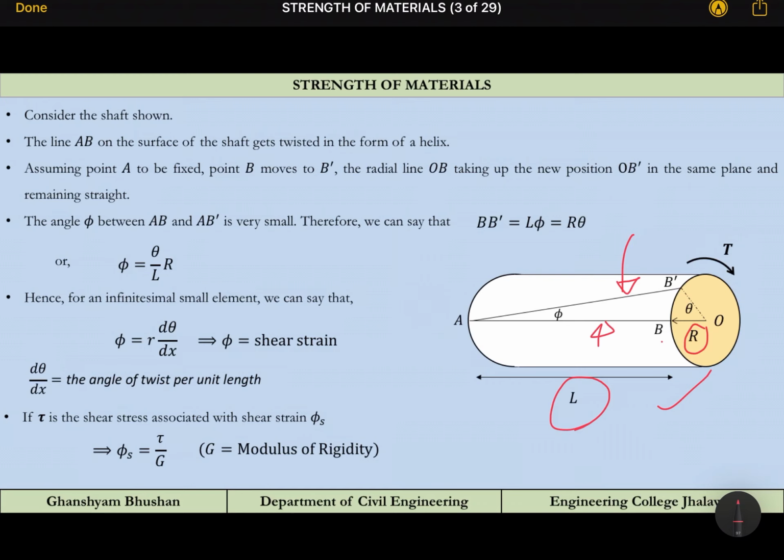So this is a circular cross sectional shaft. The line AB on the surface of the shaft gets twisted in the form of a helix. This is simple, the section is twisted by the external applied torque. Assuming point A to be fixed, here it is fixed, like a wall, or whatever fixes it in any machine, point B moves to B dash. The radial line OB takes up the new position OB dash in the same plane and remains straight.